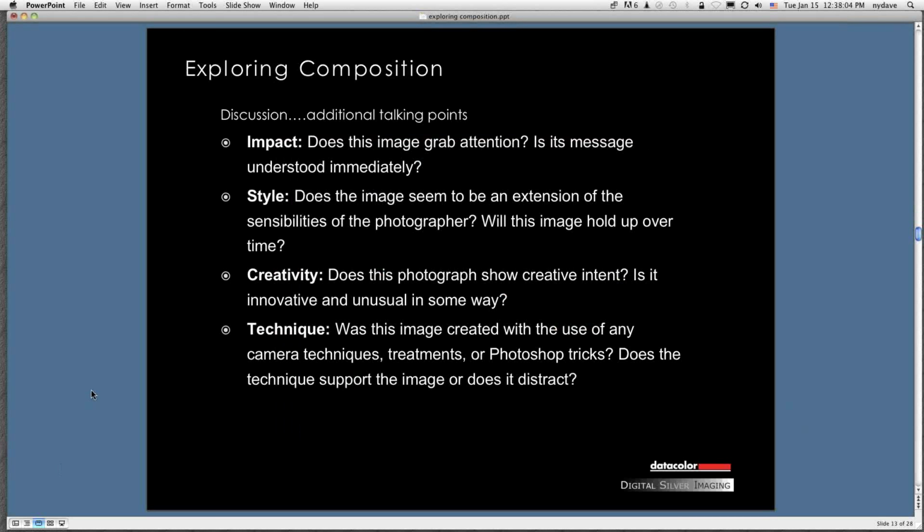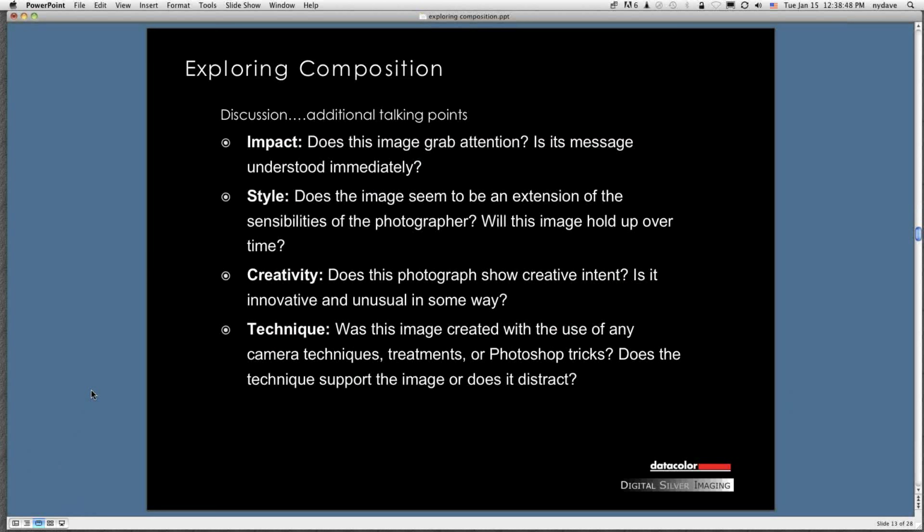Now, in terms of exploring composition, I thought it would be helpful to take a page out of the playbook that's used in print competition. I didn't include everything, but I did include several elements here that I thought would be important to our discussion. And there are things to think about when you're creating an image, perhaps not just for yourself, but for a client or for sale or for exhibition. The four things are impact, style, creativity, and technique. And impact, does it have that wow factor? Is the message understood immediately? In my view, if it needs explanation, that weakens the image.